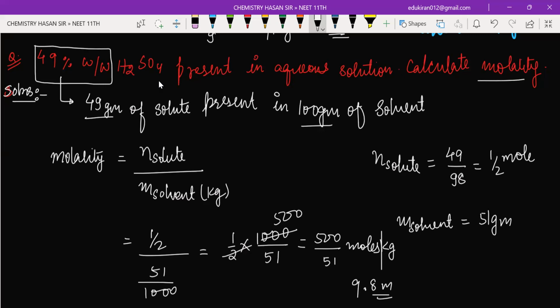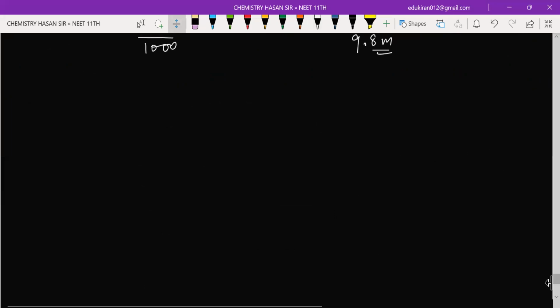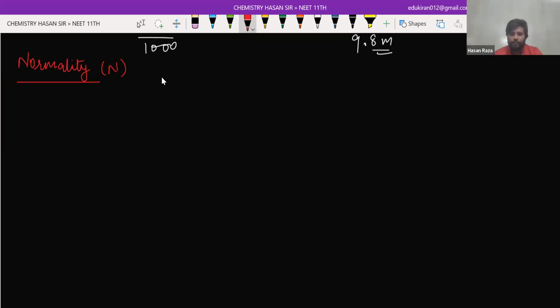Moving to the next concept, and that is the last concentration term, normality. Normality is denoted by N. So before moving to normality, we will clear some concepts or other terms which are related to normality, and it is very important.